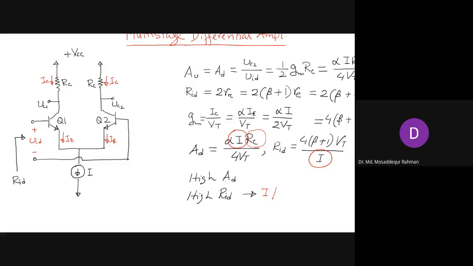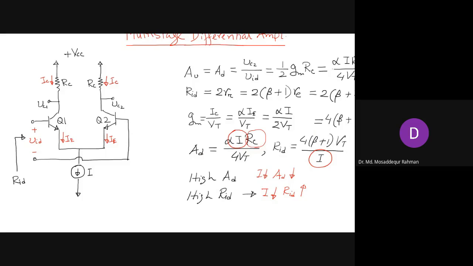And what happens if we reduce this current I to increase RID? We want to reduce the current I so that we can have high input resistance. And when you reduce this current I, with the reduction of current I, your gain will fall. Gain goes down. So when you want to increase one parameter, the other is affected in a different way. If you want to increase the gain, you want to increase I, and that will reduce your input resistance.